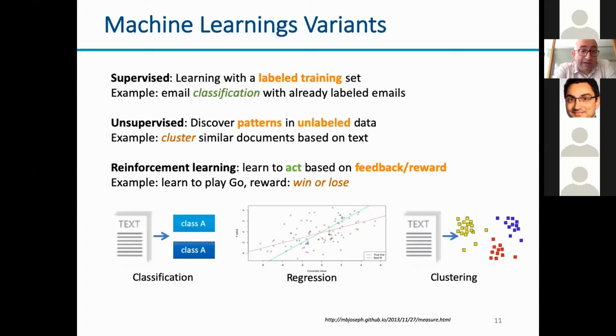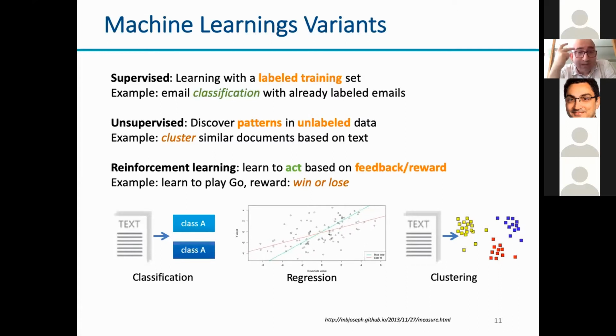The other category in machine learning algorithms is unsupervised algorithms. In unsupervised algorithms, you don't have any label for your training data, and you are going to discover patterns in these unlabeled data sets. Important unsupervised algorithms are clustering algorithms and also dimension reduction algorithms. In clustering, you cluster similar documents based on text. Or, for example, in single cell data analysis, you want to cluster your cells into different categories. We don't know any label about these cells.